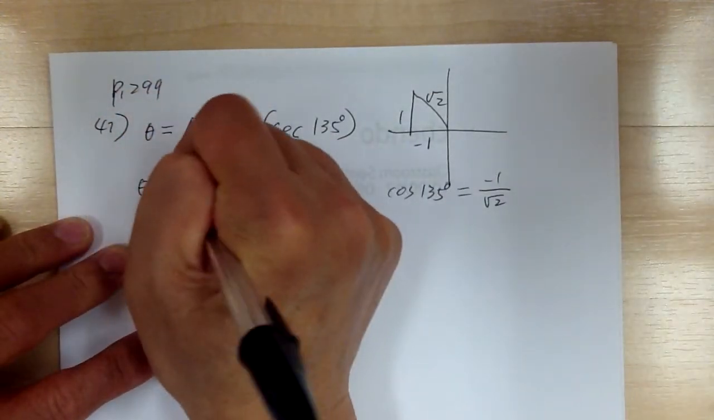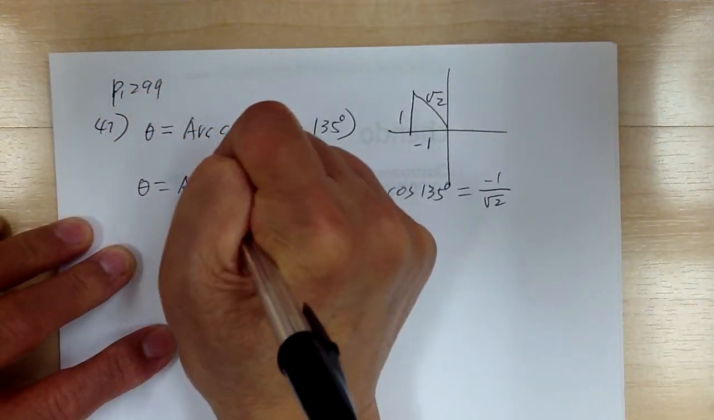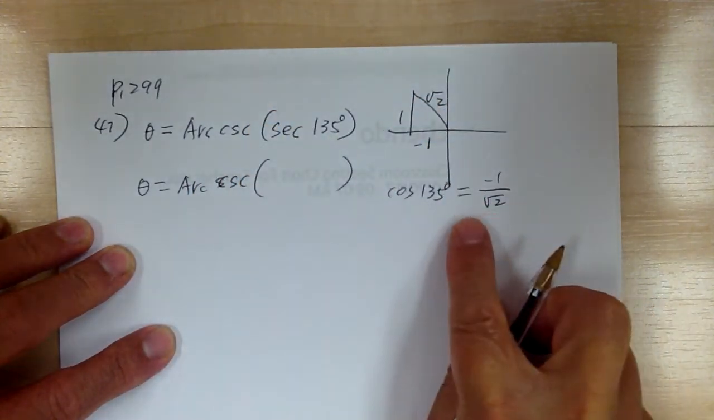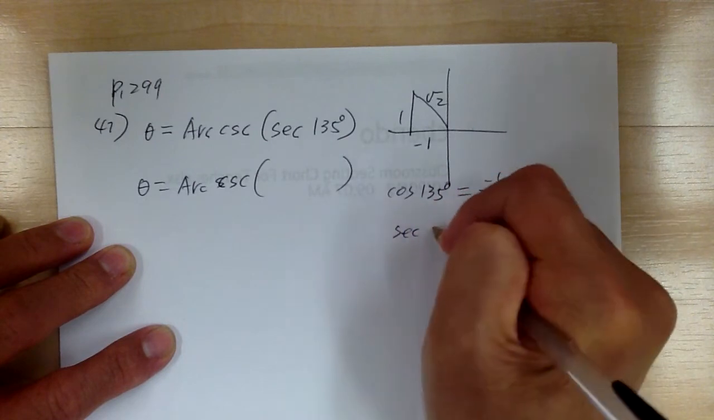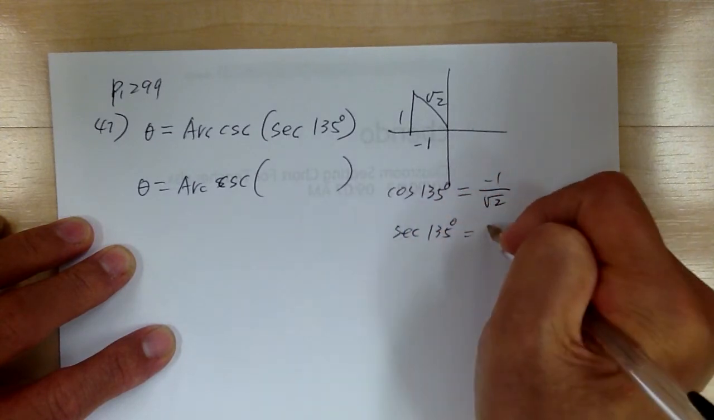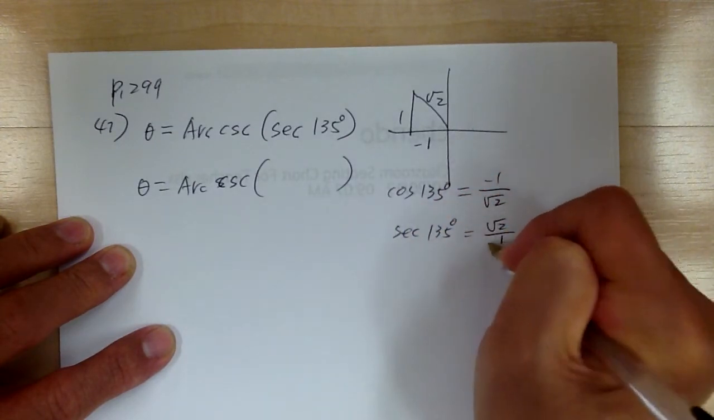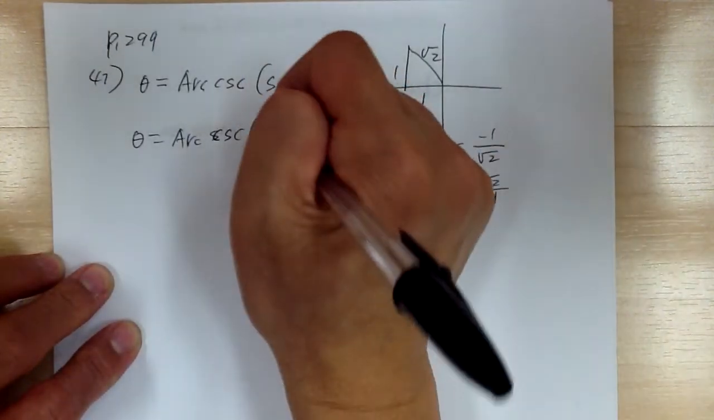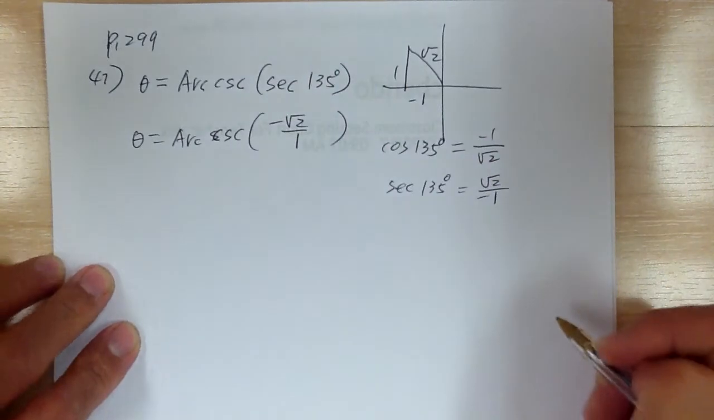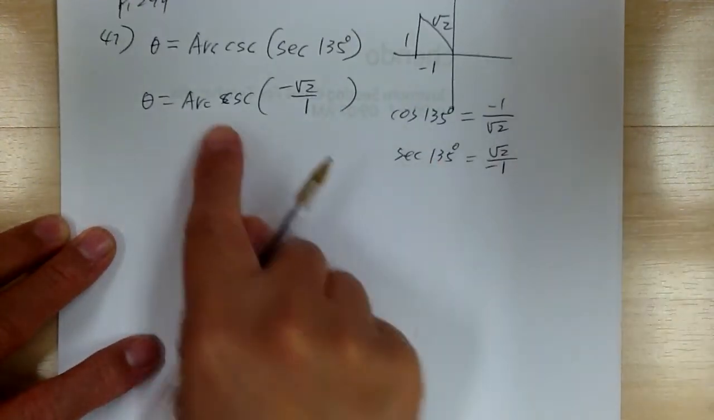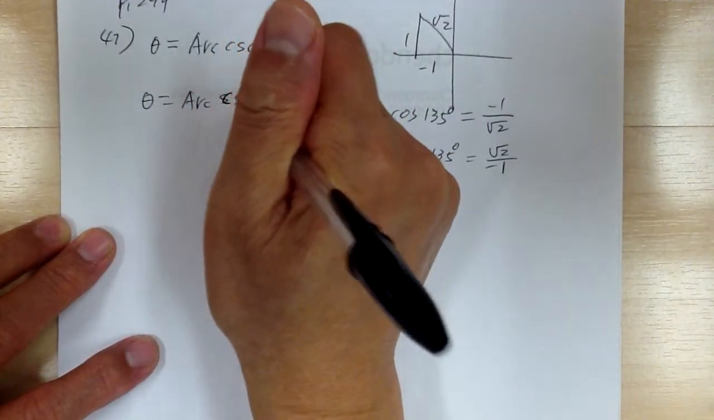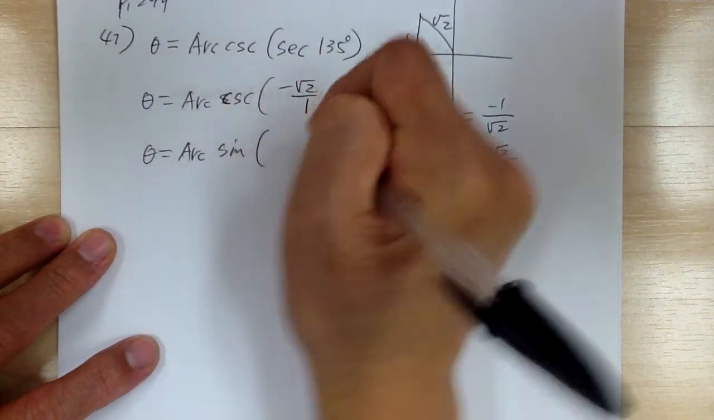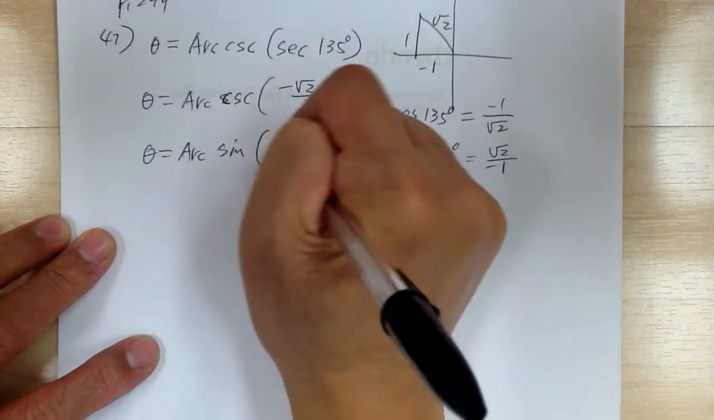So theta equal to arc cosecant of, so secant is 135, so again from here, right? So that's what's going to be that. So now you put this over here, you're going to be negative square root of 2 over 1. Okay? So now we can go and do this part over here. So cosecant came from sine. So again, you flip it over. So you're going to get negative 1 over square root of 2.